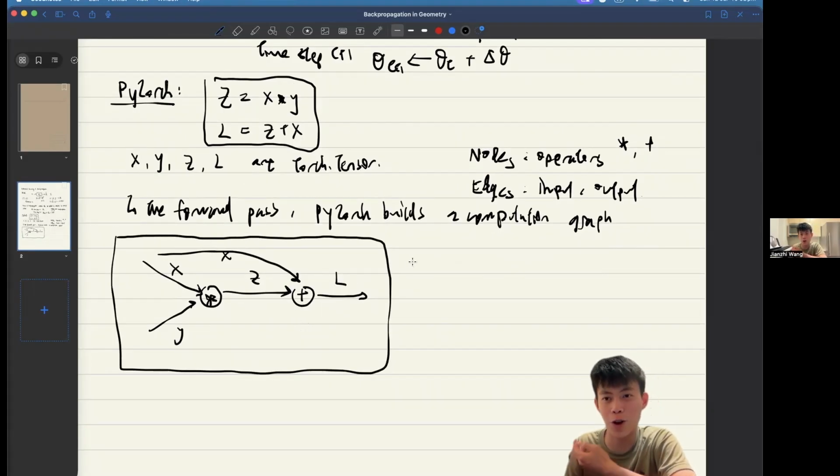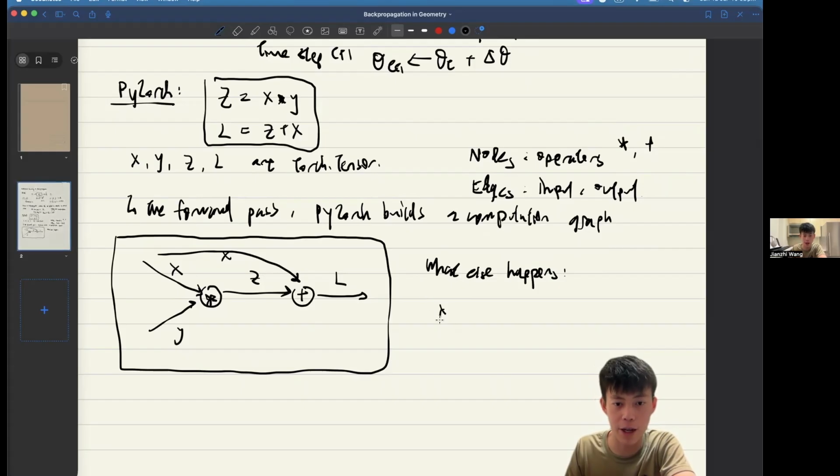So we have to talk a bit more about PyTorch internals to understand what else happens in this forward pass. Recall that I've mentioned that x, y, z, l are all torch tensors. As torch tensors, they have a few attributes. There are two important attributes that are particularly useful in the discussion of backpropagation.